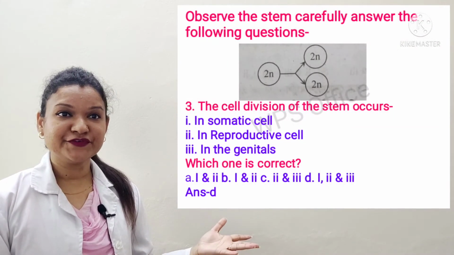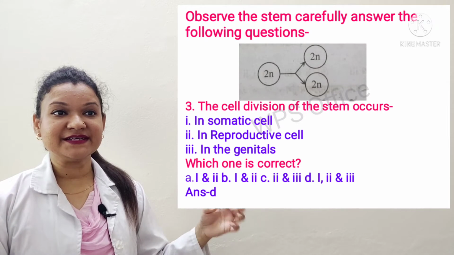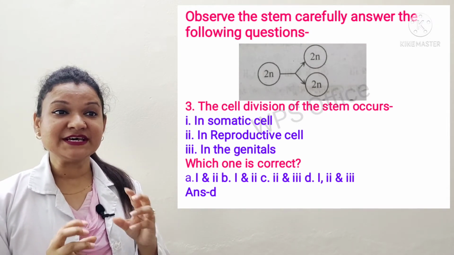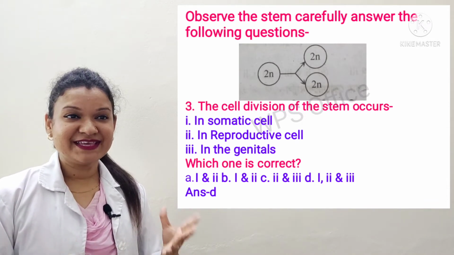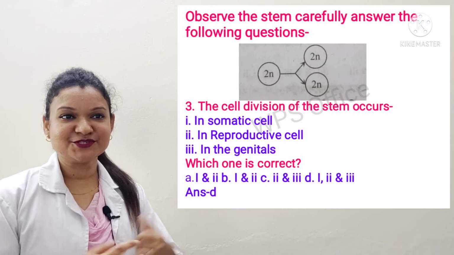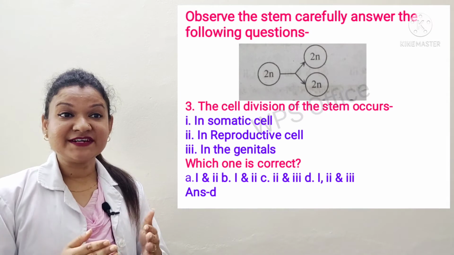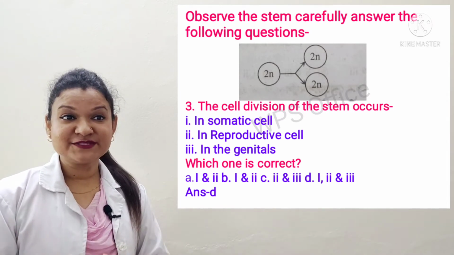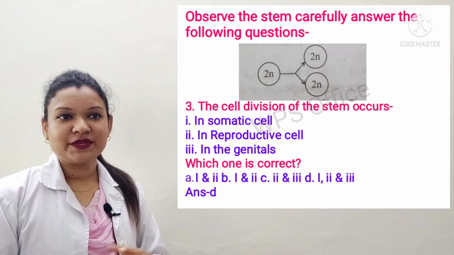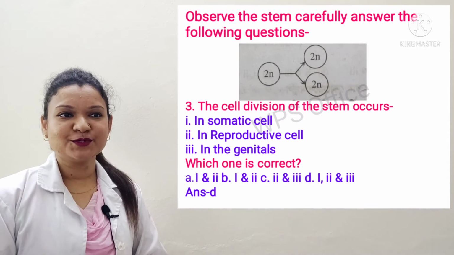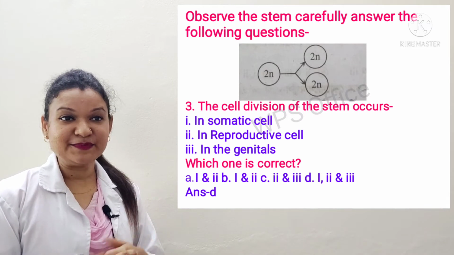Observe the stem carefully and answer the following questions. Here you can see our stem: a diploid cell also produces 2 diploid cells. I think you can guess what kind of division it is. Yes, of course, we know that the mother cell which divides into 2 daughter cells is called mitosis cell division. Here the nucleus and cytoplasm divide once. So dear students, let's go to the questions. The cell division of the stem occurs. We know that this is mitosis cell division.